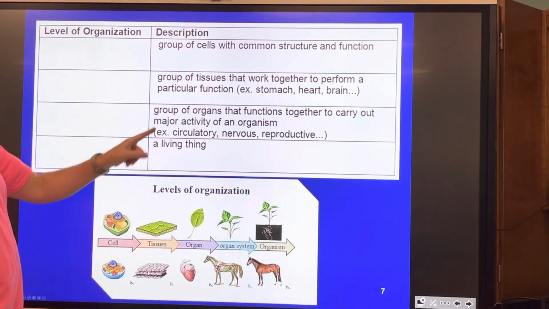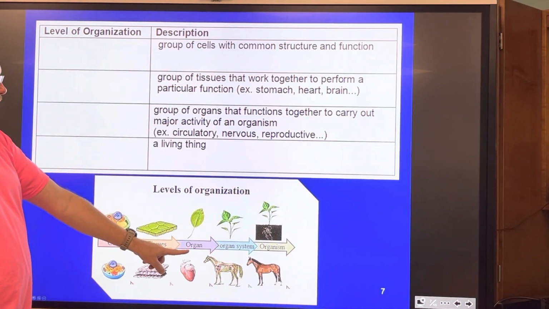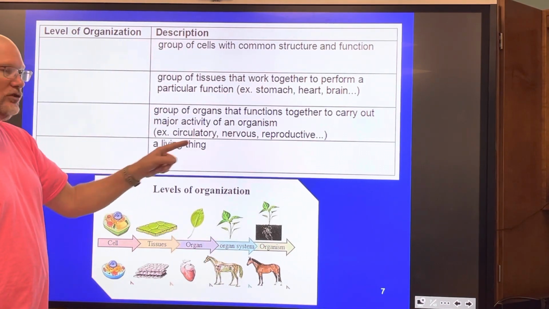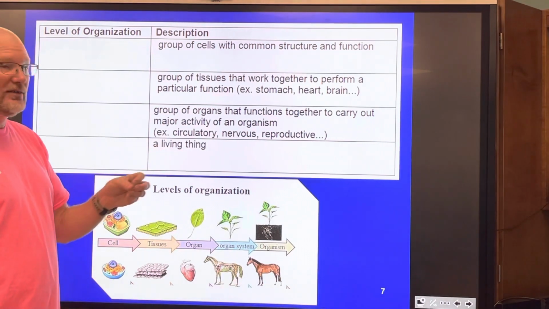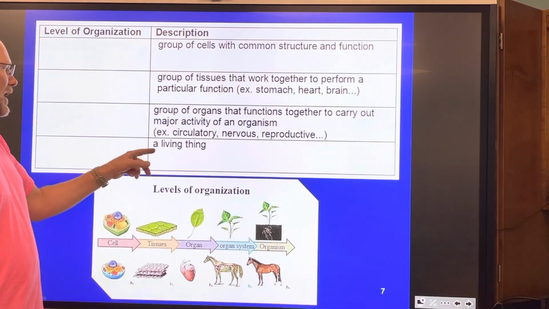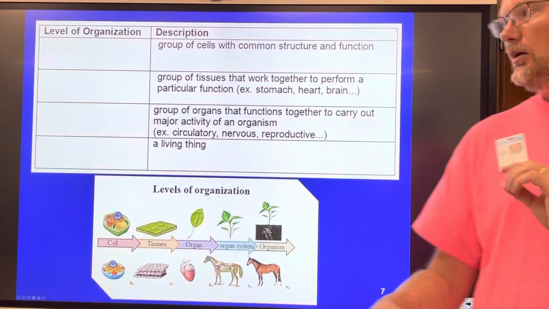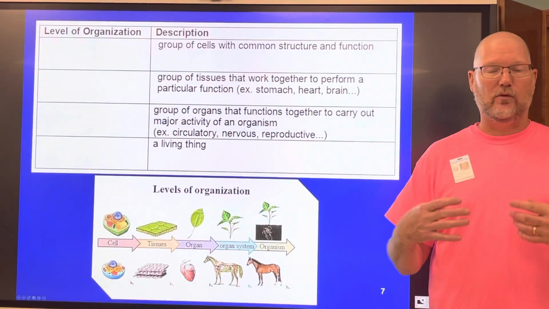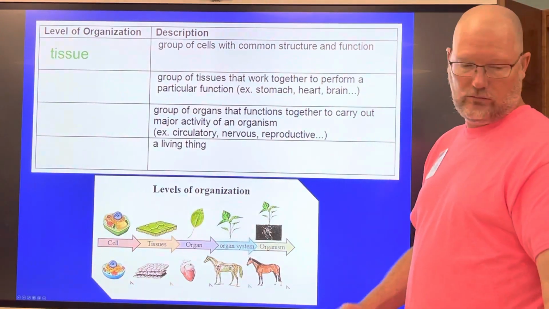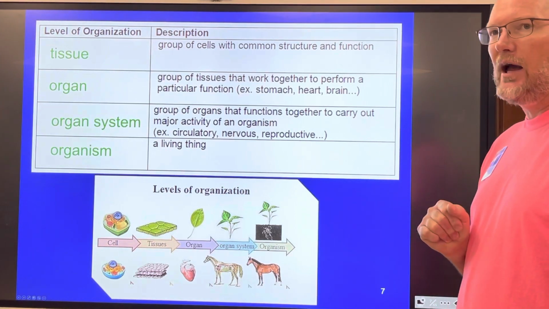A group of cells with common structure and function. A group of tissues working together. A group of organs functioning together to carry out a function, for example the circulatory system, nervous system, reproductive system, skeletal system, okay? And then, of course, finally, you have the living thing, which is the organism. Got it? That's the levels of organization of a multicellular organism. And there are the answers. You should have already written them down, but they're up there just to check your answers.